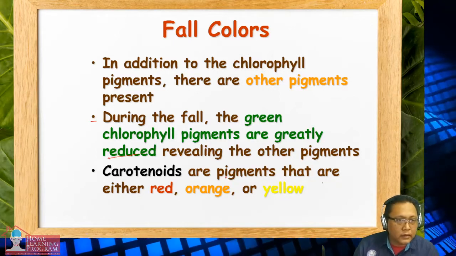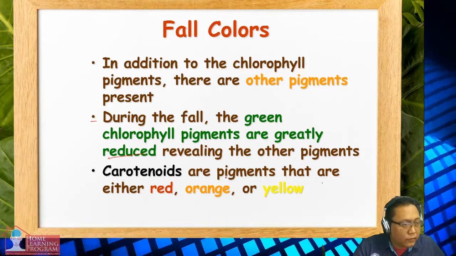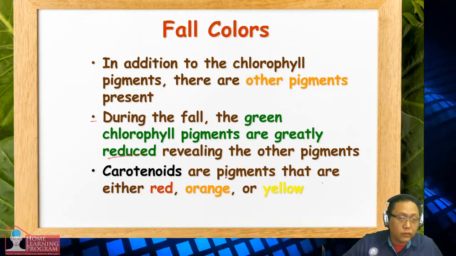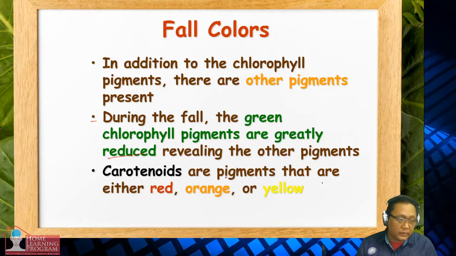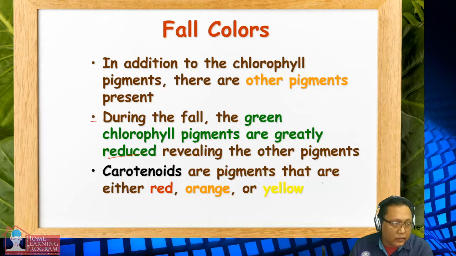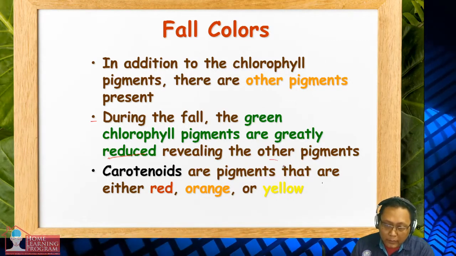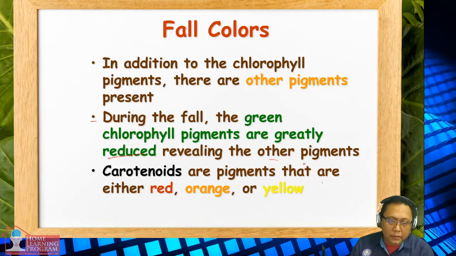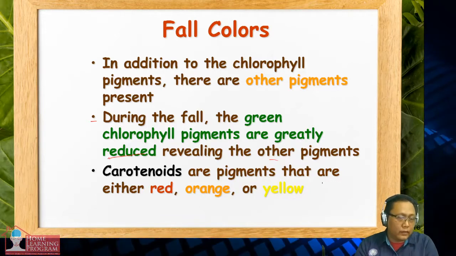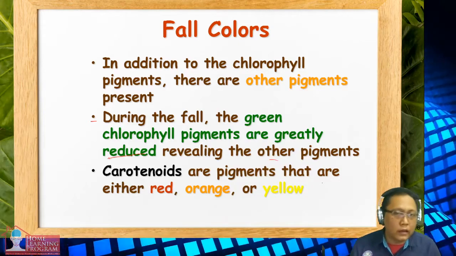Now, as the green color is diminished over time, other colors of the spectrum, other photosynthetic pigments, will start to be visible. So as the green chlorophyll is greatly reduced, other pigments start to appear. They are actually already there all the time, but the color is less dominant, or the color cannot compete with the green color of the chlorophyll.